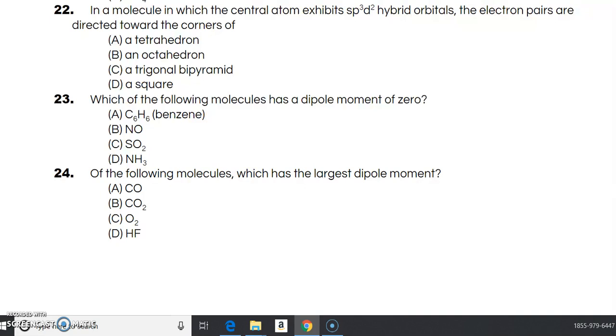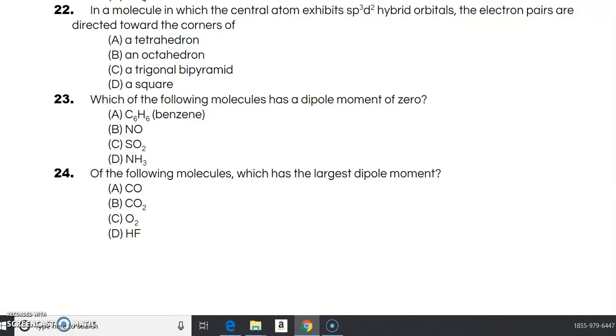Number 22 is asking which molecule has a central atom exhibiting an sp3d2 hybrid orbital? Well, think about it like this. Remember your VSEPR structures, those molecular geometry shapes. If you look at the hybridization of sp3d2, you see that there's one S, 3 Ps, and 2 Ds. Therefore, there has to be a minimum of 6 bonded atoms. This could be bonded pairs and unbonded pairs around the central atom. When you see that, you think of your structural shape of B, an octahedron, which exhibits an AX6 structure.